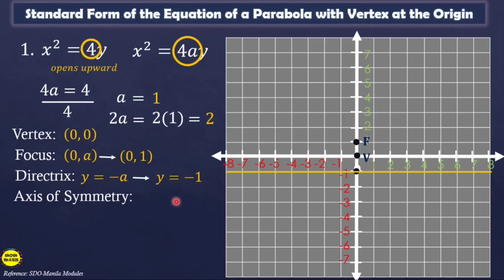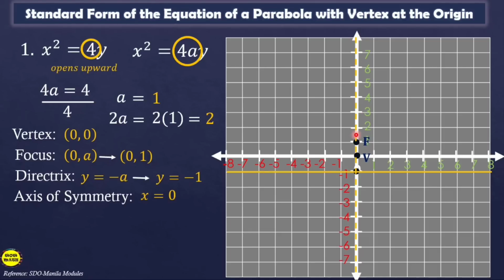So, next natin kukunin is yung axis of symmetry. Since yung parabola natin opens upward, ibig sabihin, yung axis of symmetry natin ay vertical. So, saan natin makikita yan? x is equal to 0, so nandito. Yan yung axis of symmetry natin. So, tatandaan natin, kapag yung parabola natin opens upward and downward, yung axis of symmetry natin, laging vertical yan.